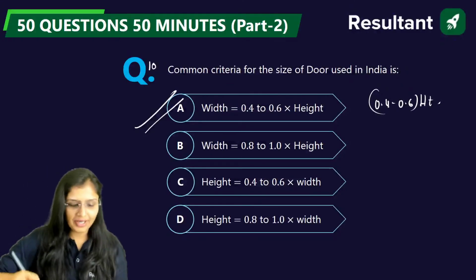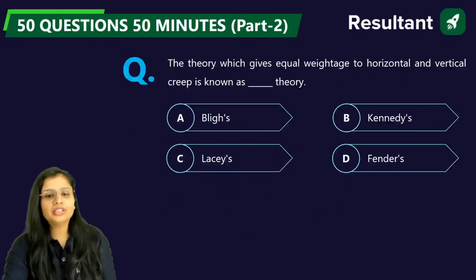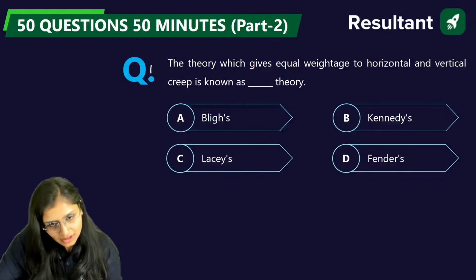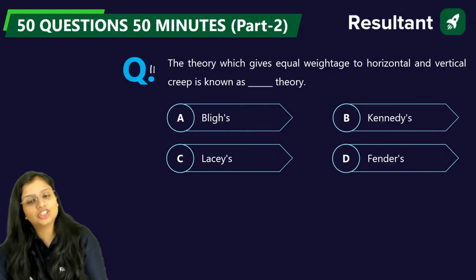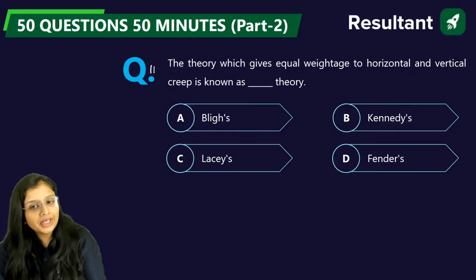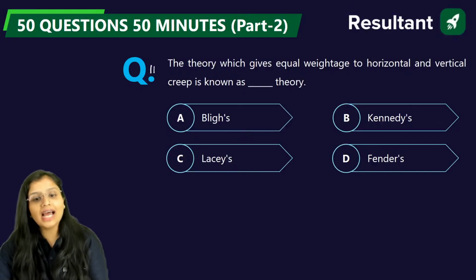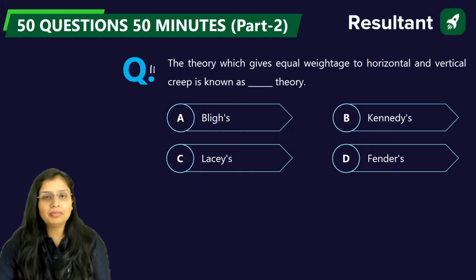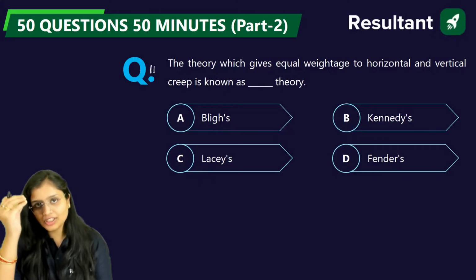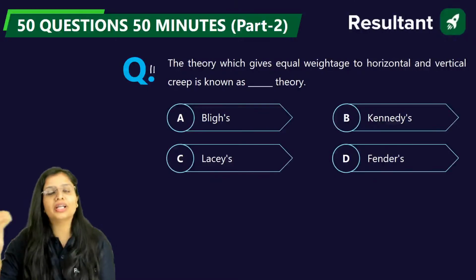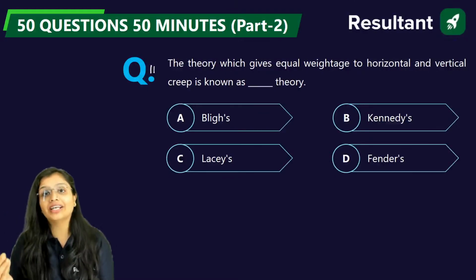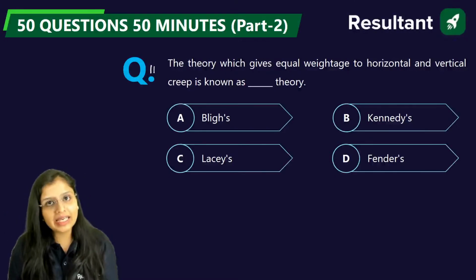Clear? Fine. Now, moving to question number 11. This is from again irrigation engineering. The theory which gives equal weightage to horizontal and vertical creep. Creep is basically what? When the water is percolating, the movement of the water which is taking place. In Hindi, you call it as ringna. That is what? Creep. Okay.